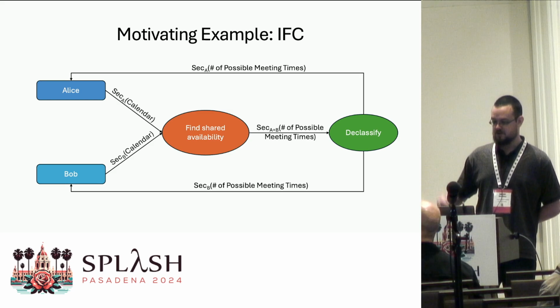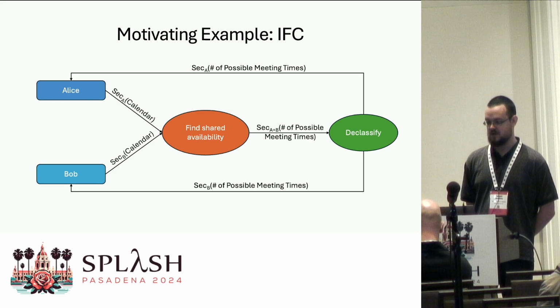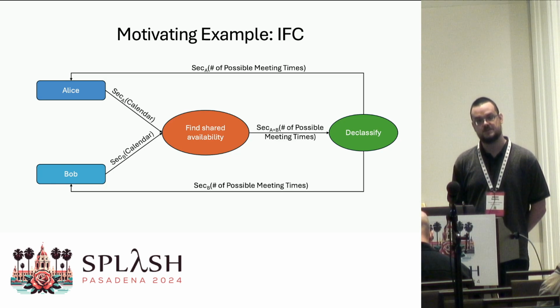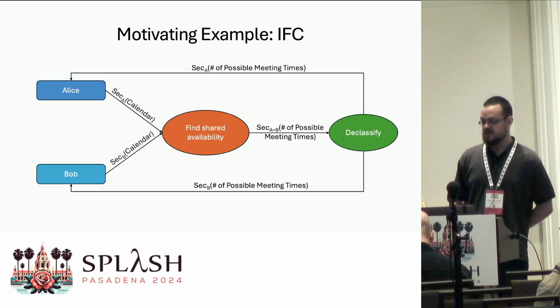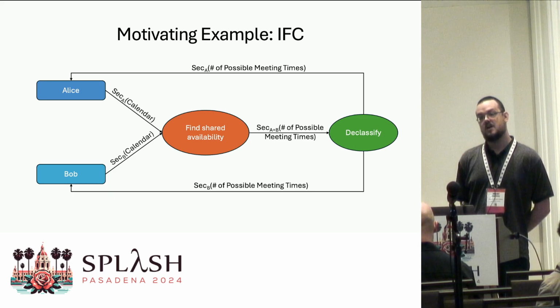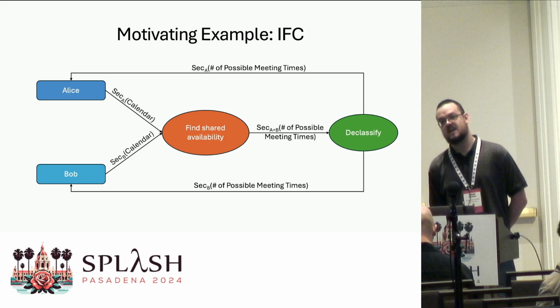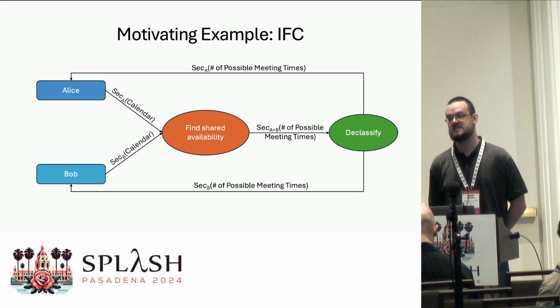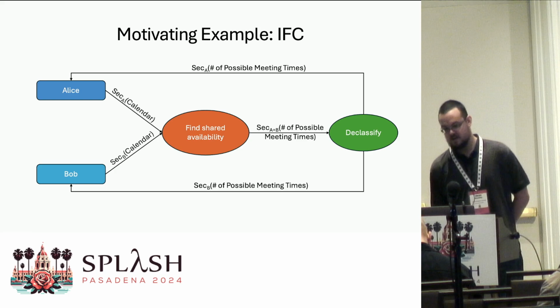In this model, in the way IFC would tackle this problem, the code goes ahead and computes the availability. It's allowed to read both sec A and sec B. And then it spits out the number of possible meeting times marked with both Alice's and Bob's secrecy labels. Notably, because sec A means only readable by Alice and sec B means only readable by Bob, sec A and B means readable by no one. No one is allowed to read it. It is secret to everyone, which means no one can read it.